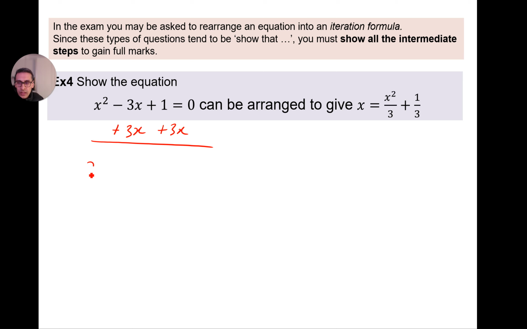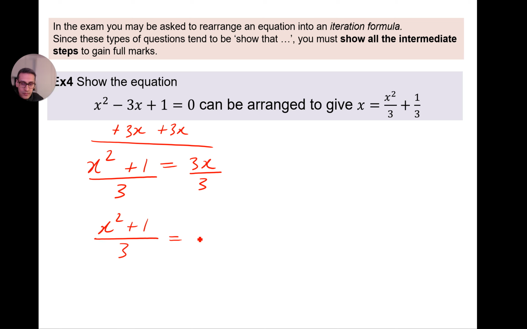Now that gives me x squared plus 1 equals 3x, and then I'm going to divide both sides by 3. So that gives me x squared plus 1 over 3 is equal to x. And actually we've got our answer here. We just need to represent this in another way, split this into two separate fractions. So x squared plus 1 all over 3 is the same as x squared over 3 plus 1 over 3. And that's it. That's your answer.